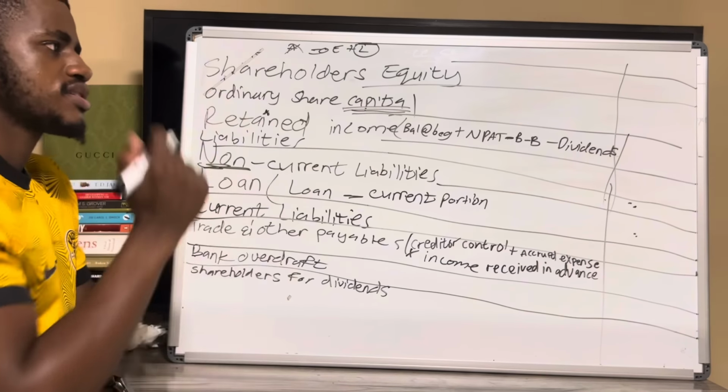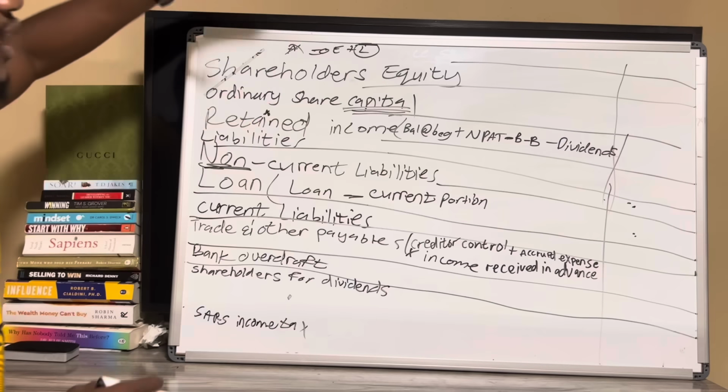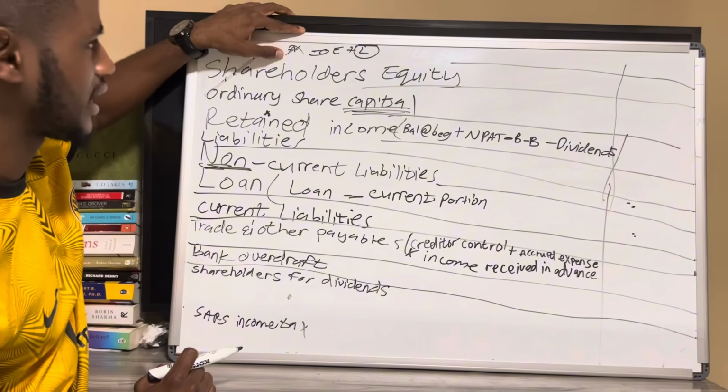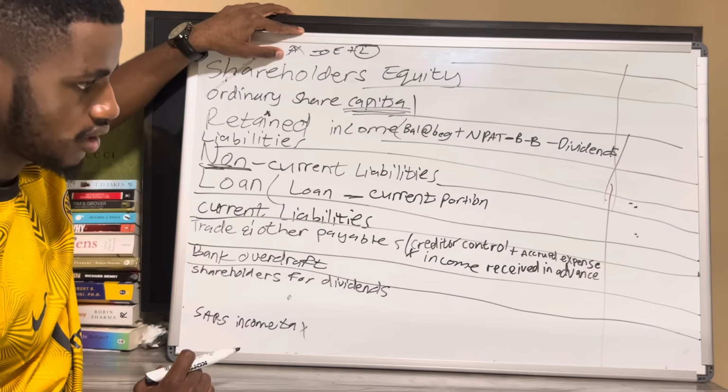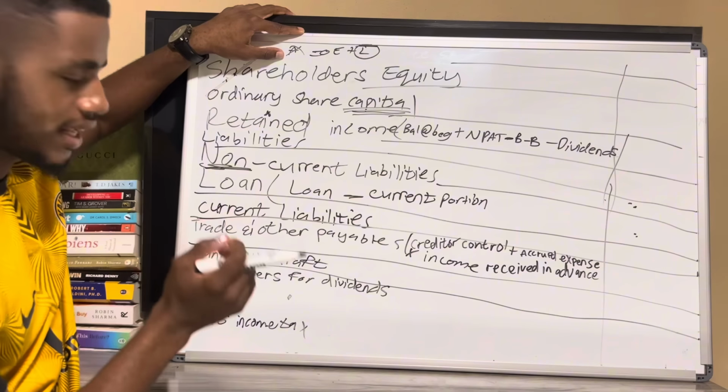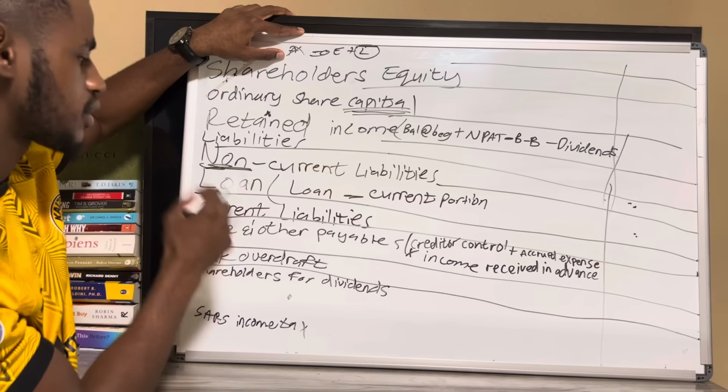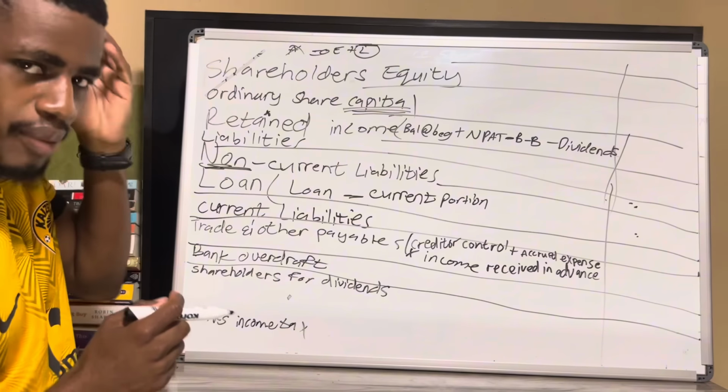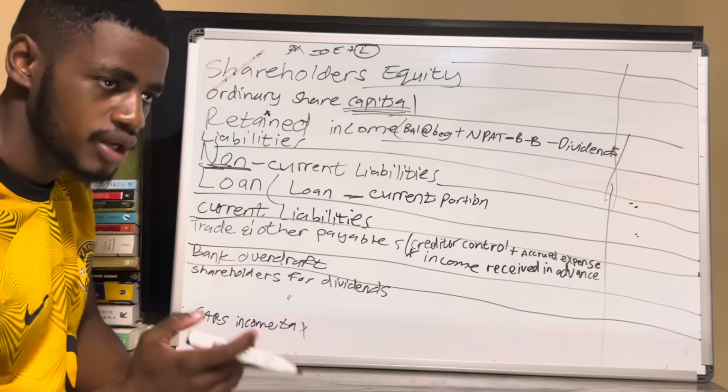Then there's this one here. There's a SARS income tax. I'm just going to write it here at the bottom because I need to show you something. SARS income tax. Now, as for SARS income tax, it can go under our assets, under current assets, and it can also go under our current liabilities. It just depends on who is owing who.